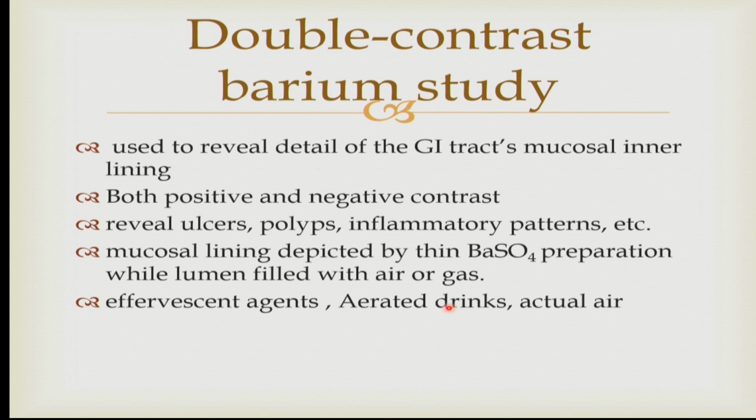What are the negative agents that can be used? They depend on the study we are going to do. If we are going with the barium swallow, an effervescent agent like Eno powder is used. And if we are going for a double contrast barium enema, we actually instill air through a pump per rectum.